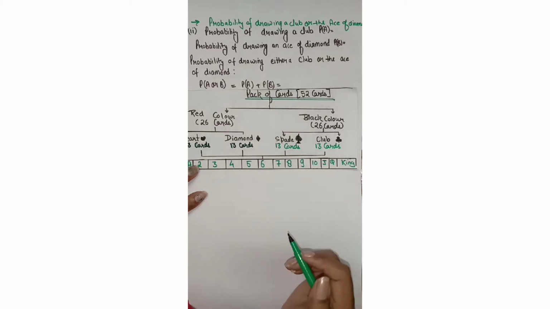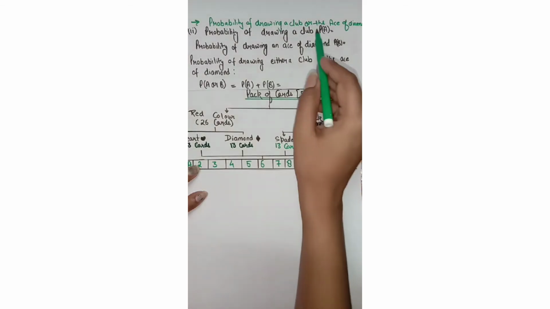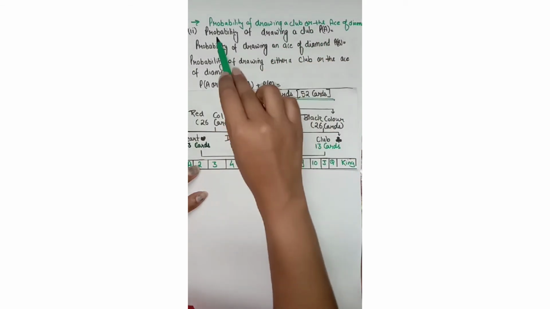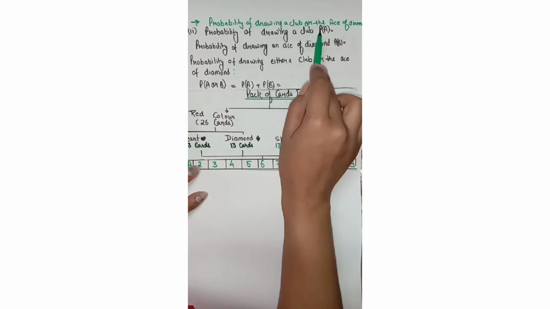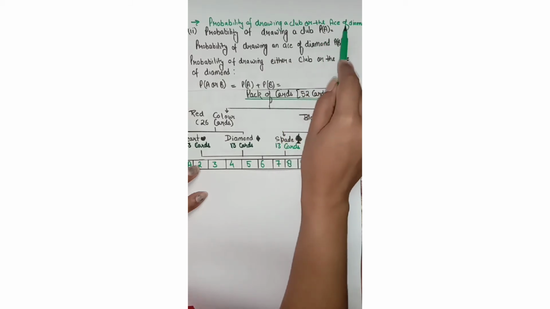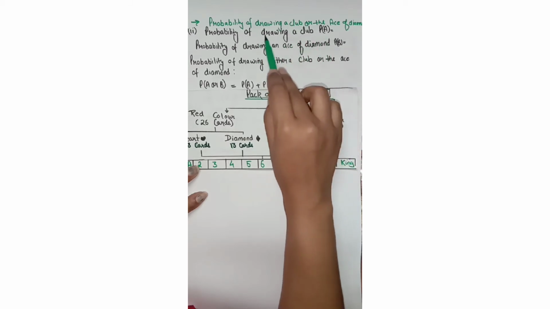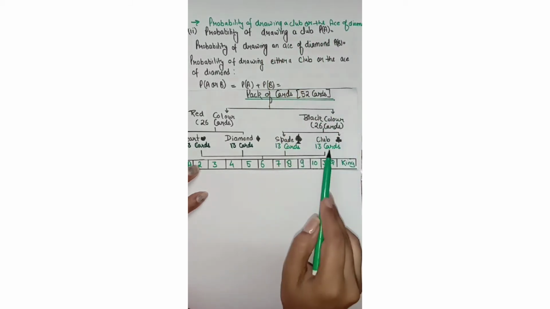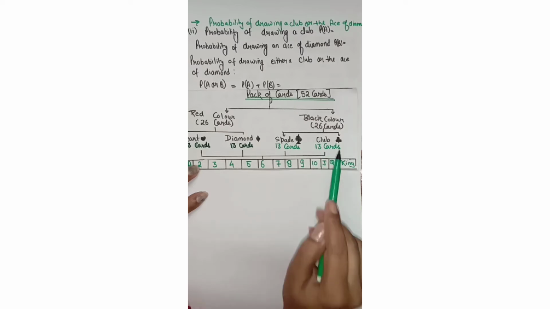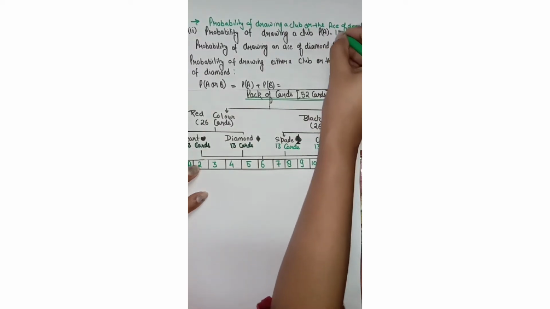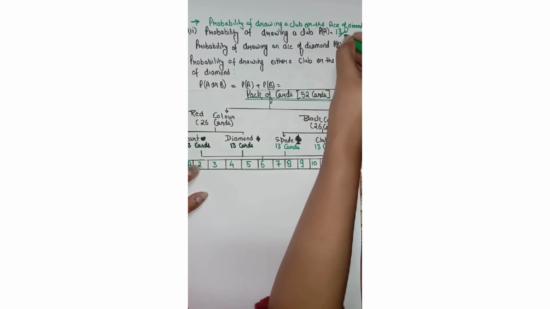The next question asks for the probability of drawing a club or the ace of diamond. Here also you are going to denote the probability of drawing a club as probability of A, and the probability of drawing the ace of diamond you are going to keep as probability of B. So probability of A, that means probability of drawing a club. How many cards do we have of club? 13 cards. So 13 are the favorable events and the number of total events will be 52.